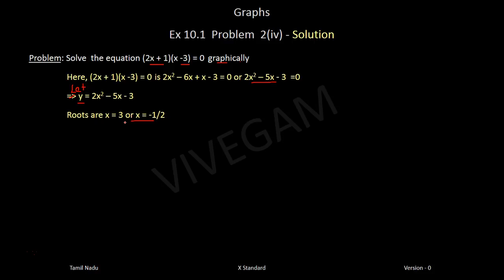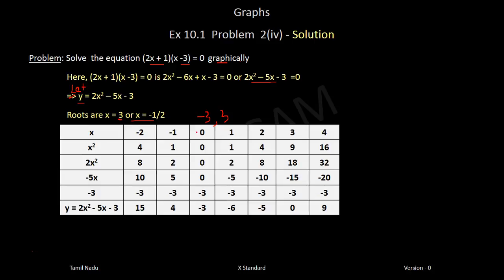Keep this in mind. As you can see, the normal range is -3 to 3. We always take x between -3 and 3, but in this case we cannot take that because x = 3 is one point. So we'll have to extend on the right hand side. We don't need -3, so we will cut short on the negative side and extend the positive side. So the new range of x will be -2 to 4, because x = 3 is one root, so we need the graph extending a little more than the root.